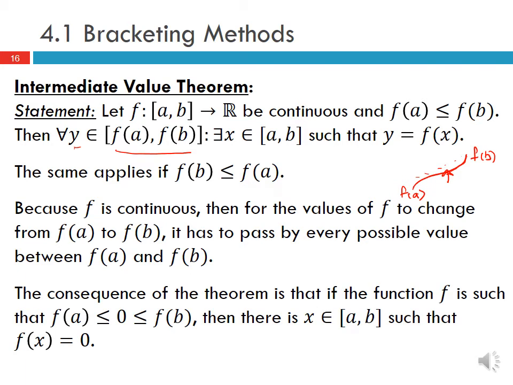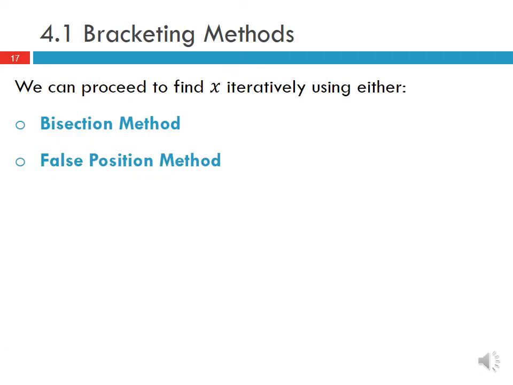And so the consequence of this theorem is that if a function f is such that f of a is less than or equal to 0 and f of b is greater than or equal to 0, then there exists some value x in this interval from a to b such that f of x is equal to 0. So that means if f of a is less than or equal to 0 and f of b is greater than or equal to 0, then there is a root in that interval from a to b. And then we can proceed to find this root x iteratively using either the bisection method or the false position method.